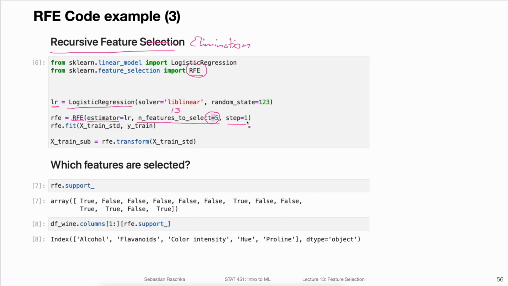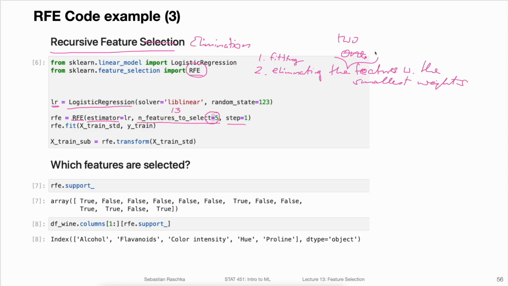There's another parameter here, step, and step means how many features we eliminate at a time, because remember the steps in recursive feature elimination are: step 1 is fitting the model, and then step 2 is eliminating the feature with the smallest weight. And instead of saying the one feature with the smallest weight, we can also say, let's say, the two features with the smallest weights, right? We could have more than one feature. And step determines how many features we eliminate at each given time.